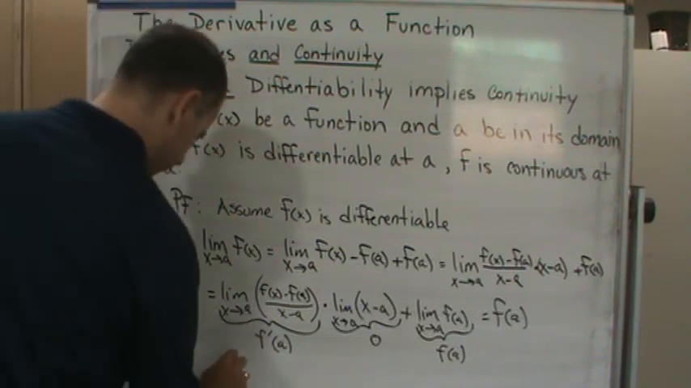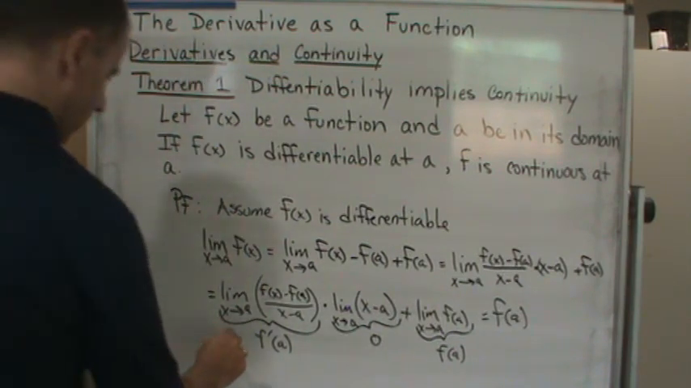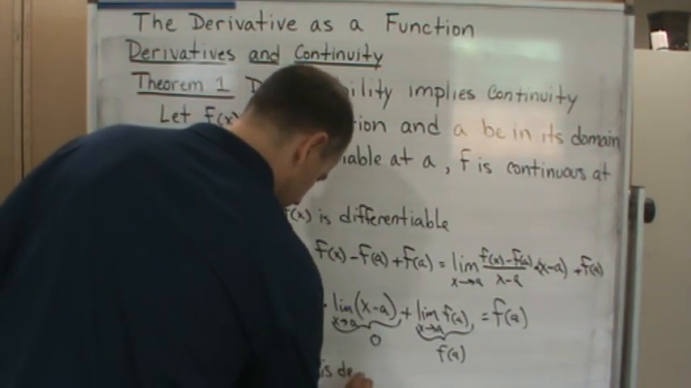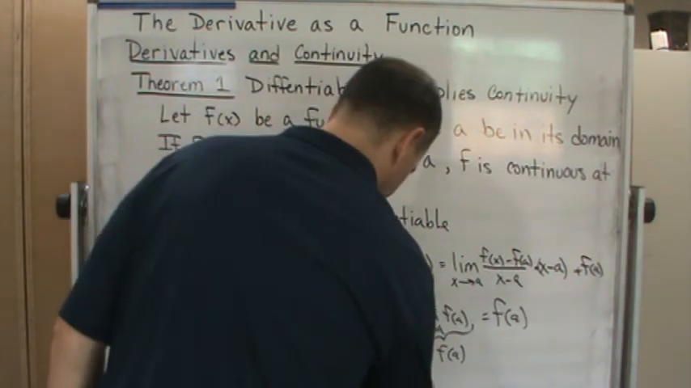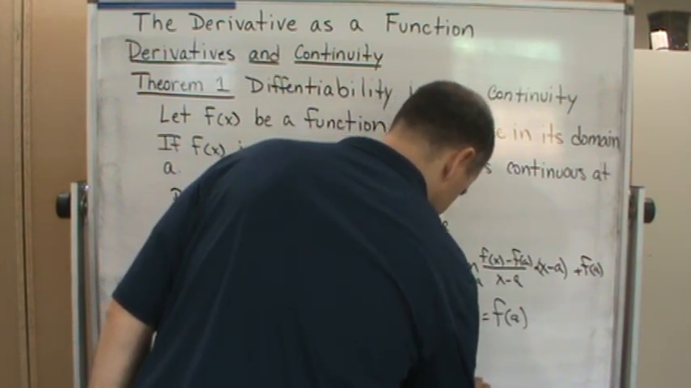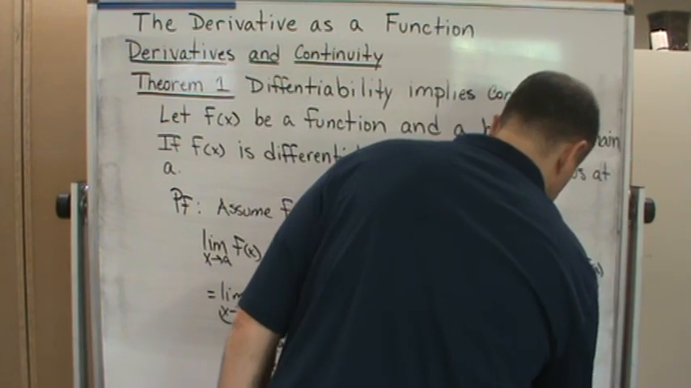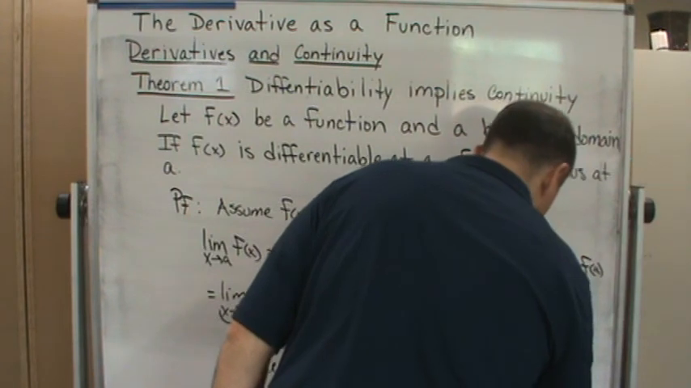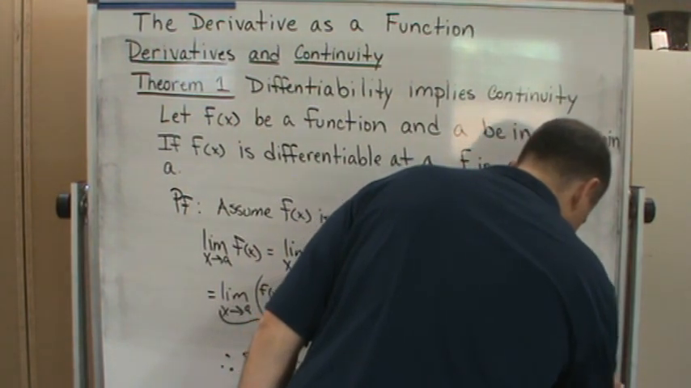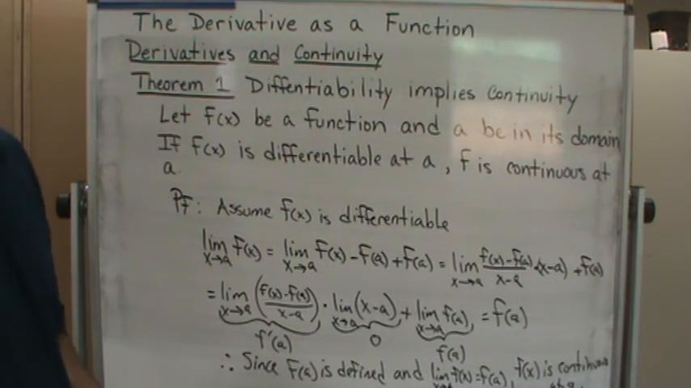Okay? So therefore, since f of a is defined and the limit as x approaches a of f of x equals f of a, f of x is continuous at a. That's the end of the proof. Always got to have your conclusion.